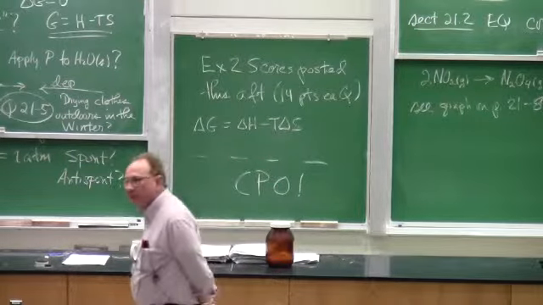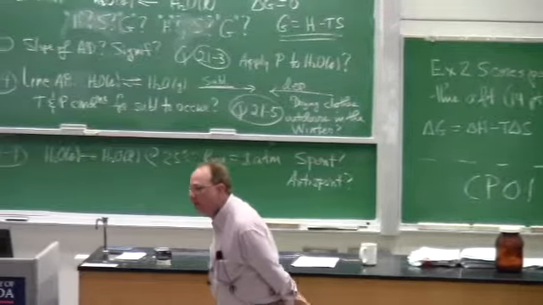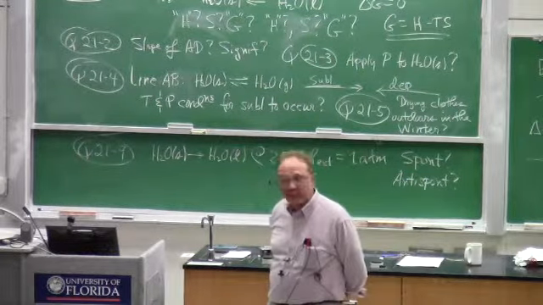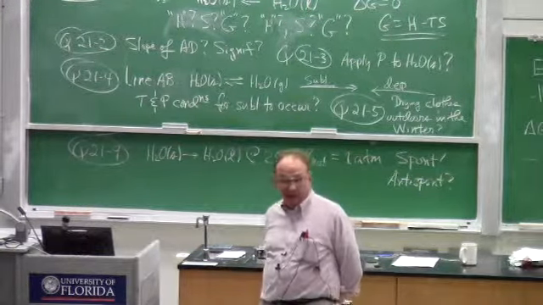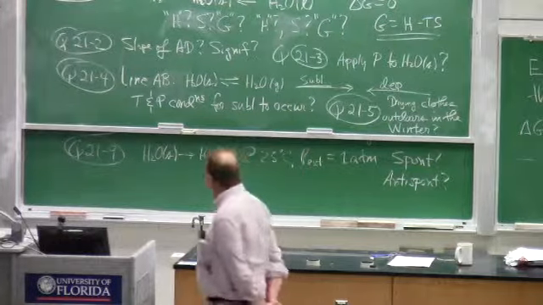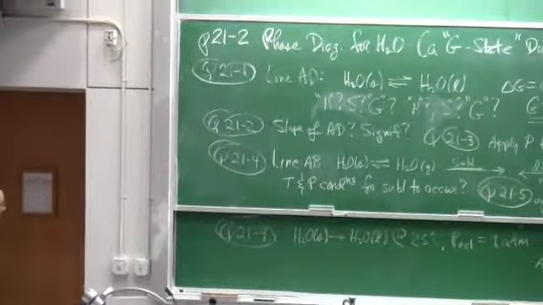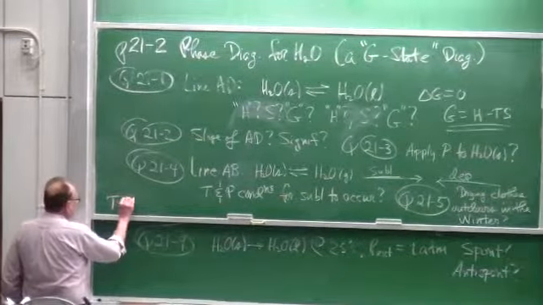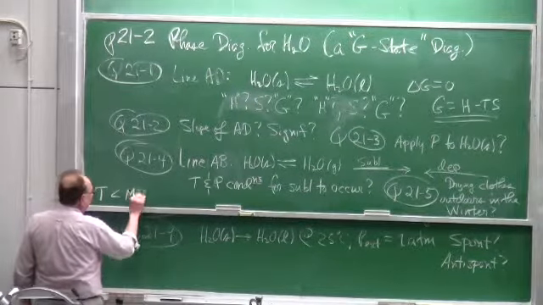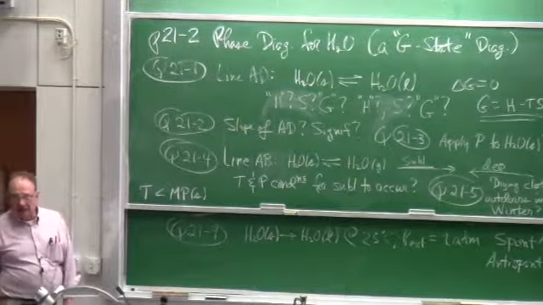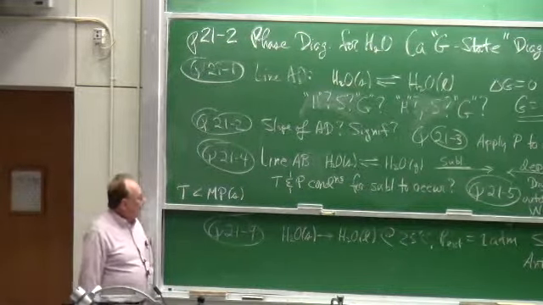A temperature which is lower than the freezing point temperature of water. Because if you're above the freezing point temperature of water, you're going to get liquid. You can't avoid it. So the required temperature is T lower than the melting point of the solid, whatever the solid might be. Now, pressure.